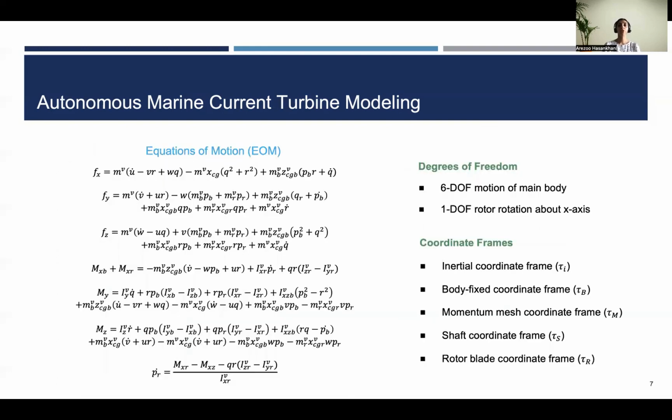Then I want to formulate the equations of motion and model the motion of this system. We have 7 independent equations, or 7 degrees of freedom, for modeling this system. These equations are written based on the forces and moments acting on the system for 6 degrees of freedom for the motion of the main body, and the last degree of freedom is related to the rotor's rotation about the x-axis. So we have 5 different coordinate frames for modeling the system, including the inertial coordinate frame, body fixed coordinate frame, momentum mesh coordinate frame, shaft coordinate frame, and rotor blade coordinate frame.